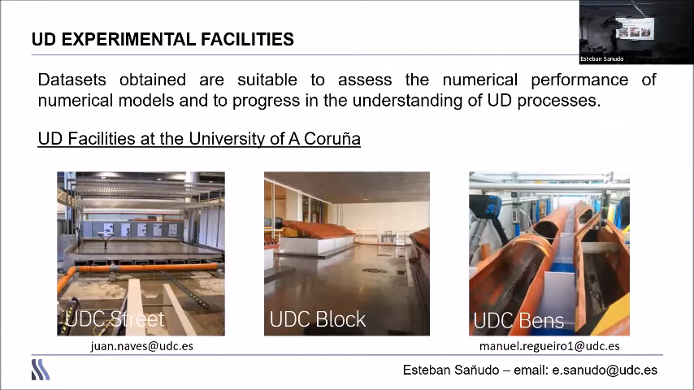So, to properly design this system and to validate our models, we need data. We must make experimental tests in urban drainage facilities. For example, the facility that we have at the University of A Coruña has a 36-square-meter street with a rainfall simulator and urban drainage system.